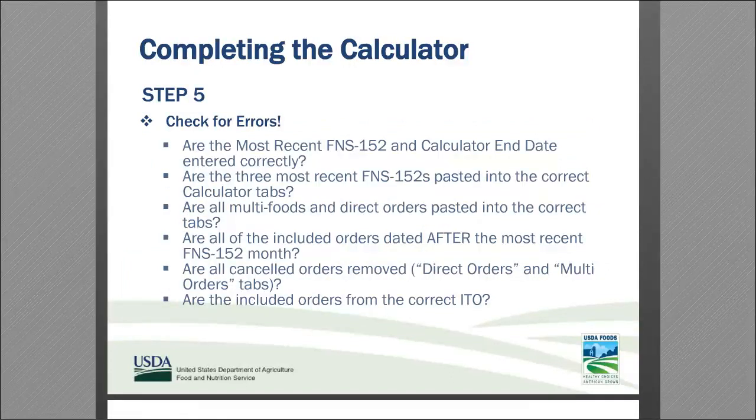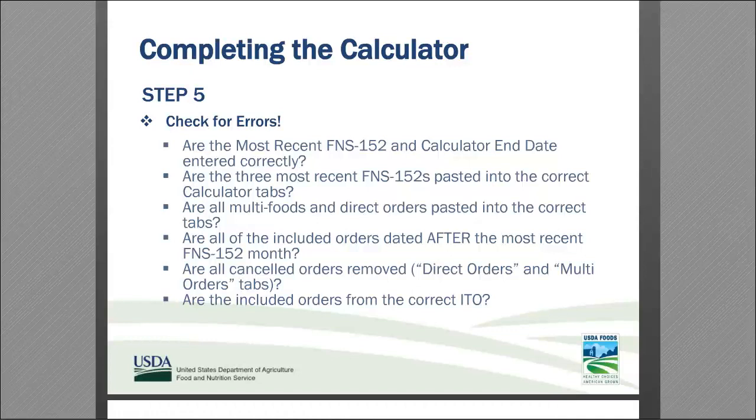Step 5 is to check for errors. This checklist is included in greater detail in the FDPIR Inventory Calculator instructions, but I'll briefly go over what to check for. First, check to make sure the submitted calculator is the most recent version. Next, check that dates are entered correctly into cells E2 and E3. Next, check that the 3 most recent months of FNS 152s are pasted into the correct calculator tabs. You can verify this by checking if the data is showing up in the Units on Inventory column or column C in the calculator.